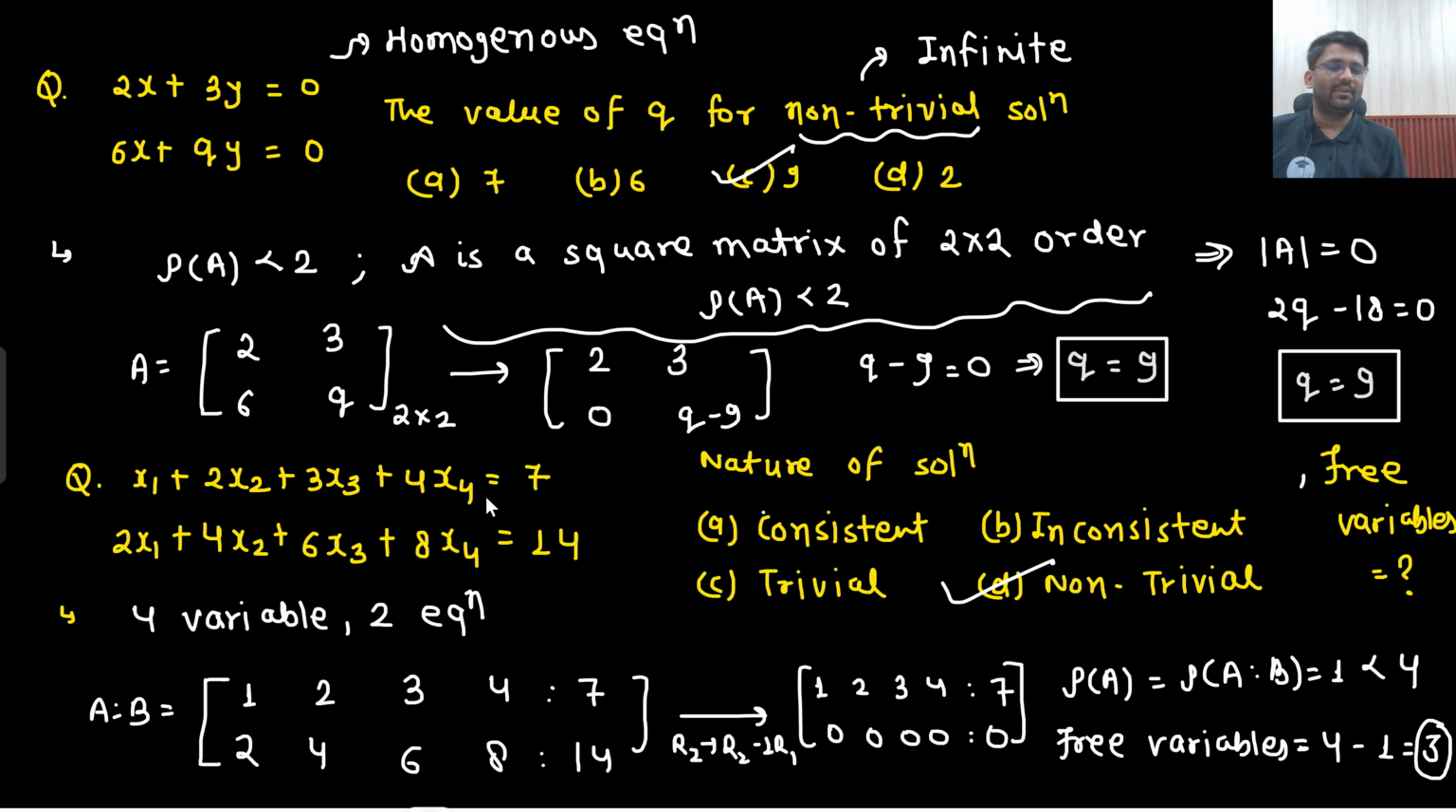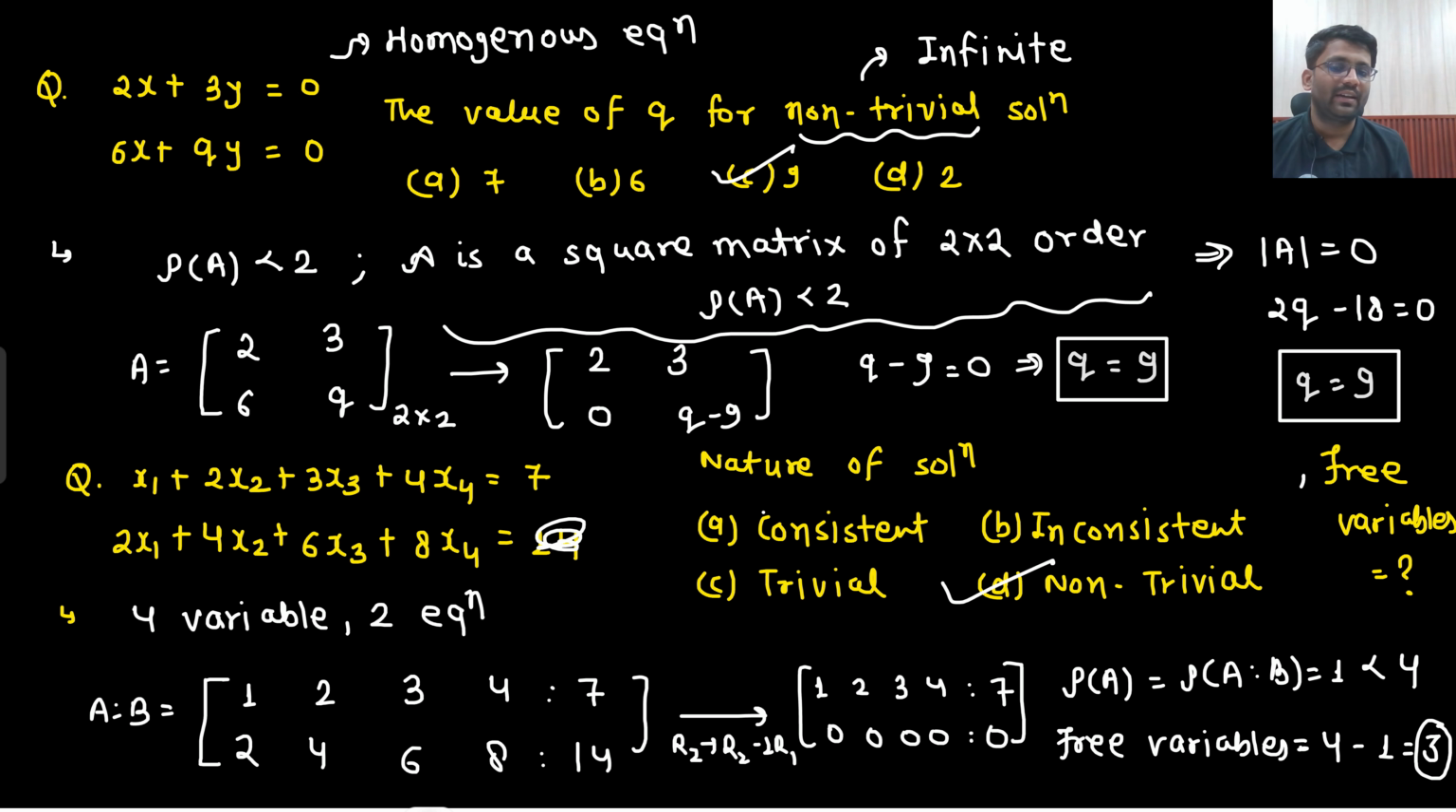x1 plus 2x2 plus 3x3 plus 4x4. Effectively only one equation was there. So one equation was given for 4 variables. That means 3 variables will be free and the other variable will be dependent. So 3 free variables were there, so the solutions were non-trivial. And in place of 14, if I had written anything else, let's just say 12, then the solution would be inconsistent.